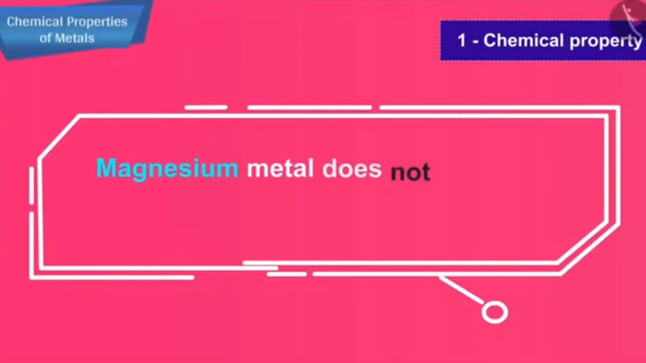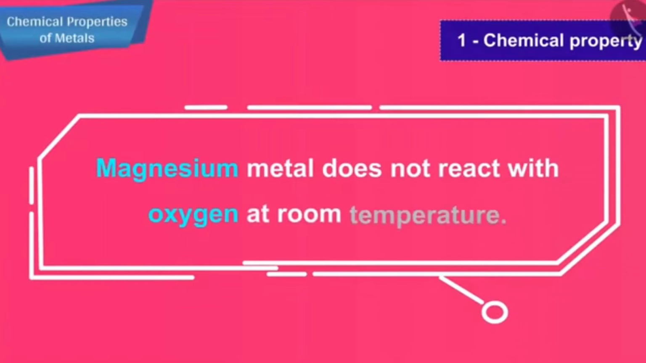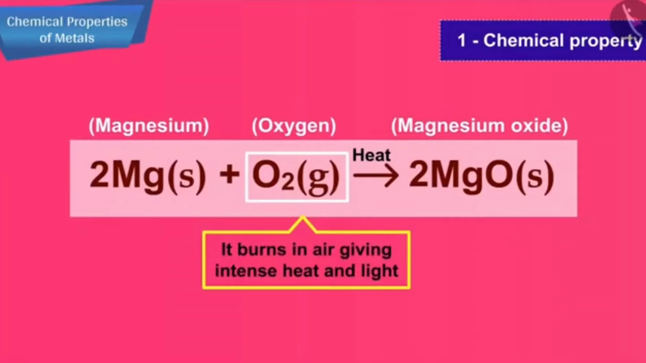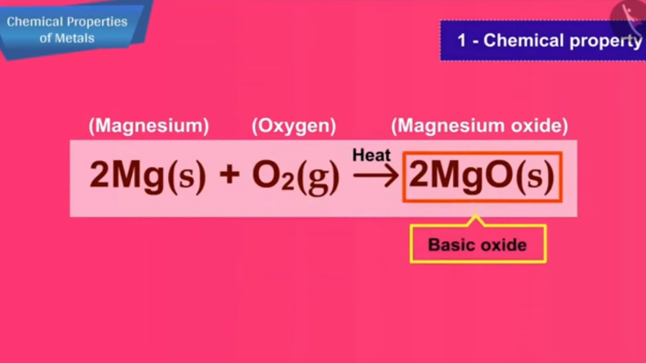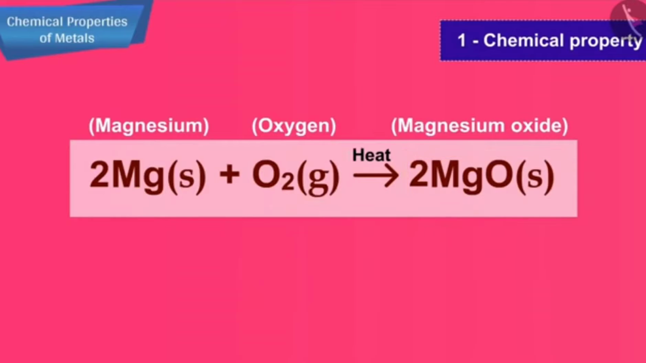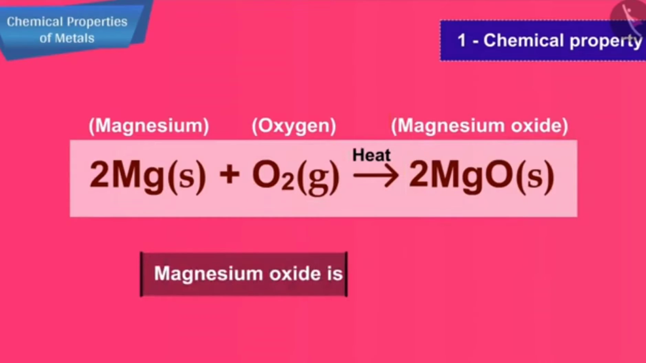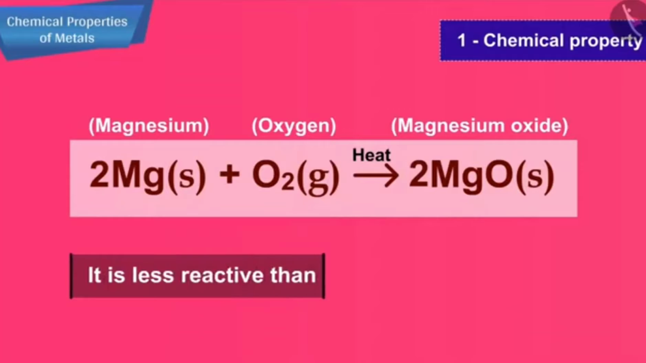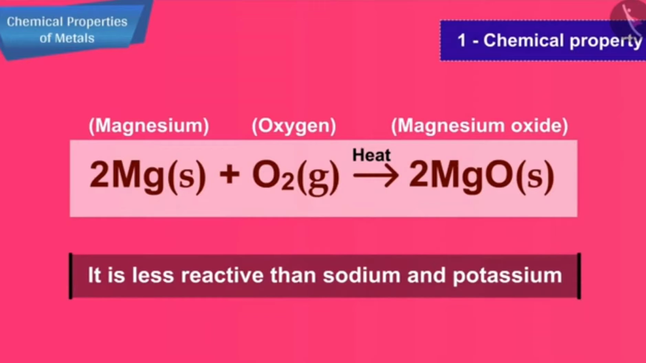Magnesium metal does not react with oxygen at room temperature, but on heating, it burns in air, giving intense heat and light to form a basic oxide called magnesium oxide, which is a white powder. Since it required heat for the reaction to occur, therefore, it is less reactive than sodium and potassium.